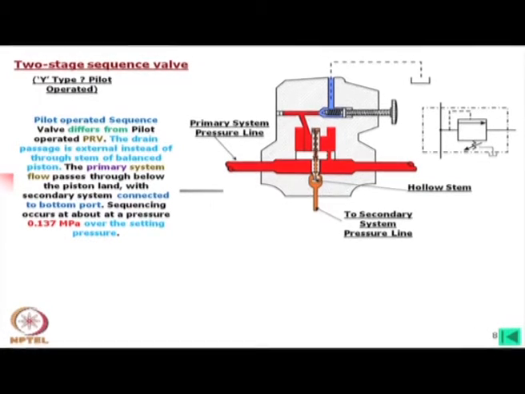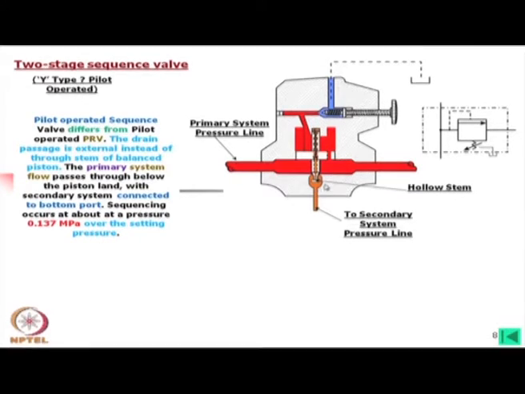With the secondary system connected to the bottom port, sequencing occurs at a pressure of about 0.137 megapascal, that is 1.37 bar over the setting pressure. In this case, we are keeping it closed. Only when the setting pressure is reached does the piston move, and the flow begins to go to the secondary circuit.